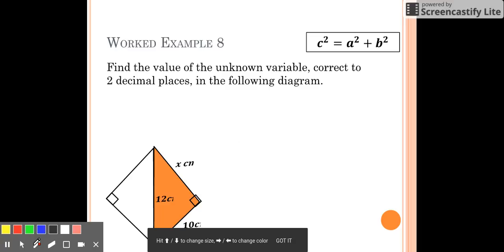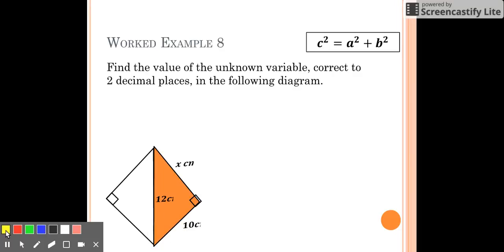So in worked example 8, we're going to find the value of the unknown variable correct to 2 decimal places in this diagram. So the unknown will be my x. But I also note that I can't really read the units very well because this has been converted to slides. So I'm going to try and remind myself that these are centimetres, for later on when I want to know that.